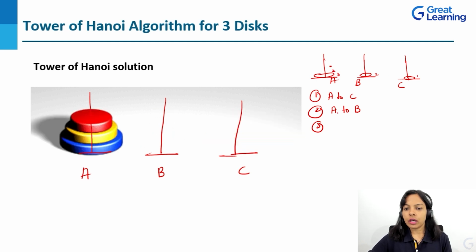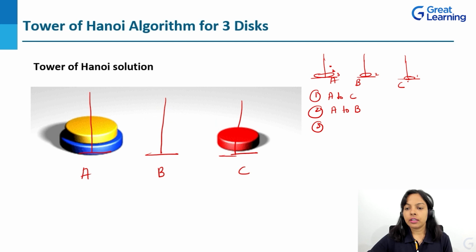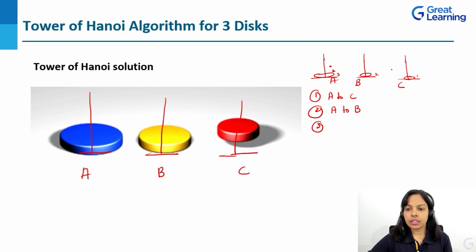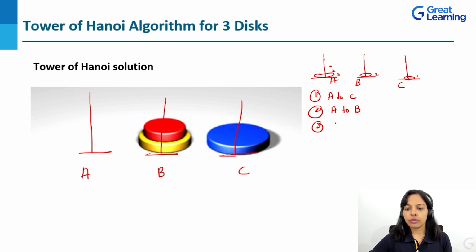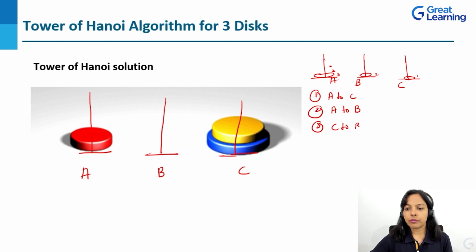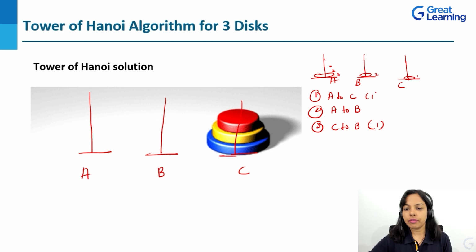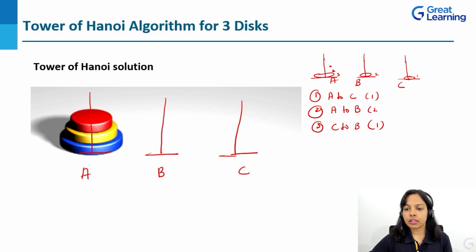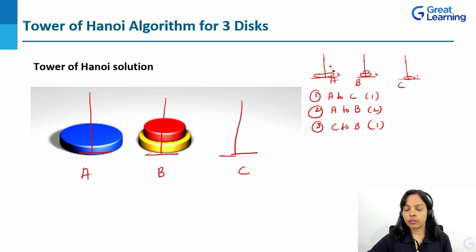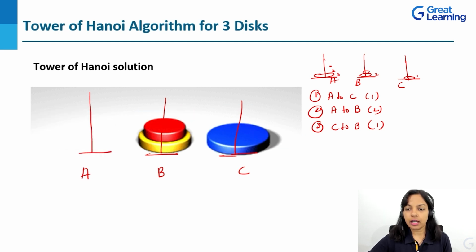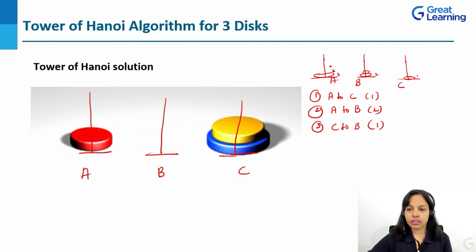Now from here, what you have to do is shift back the smallest one from C to B. So from C to B, you have to shift disk 1. Here A to C I shifted disk number 1. From A to B I shifted disk number 2. So now the smallest one is shifted on top of this. So you can see always you have to maintain the order that the largest one should be at the bottom, and the next smallest on top of it.